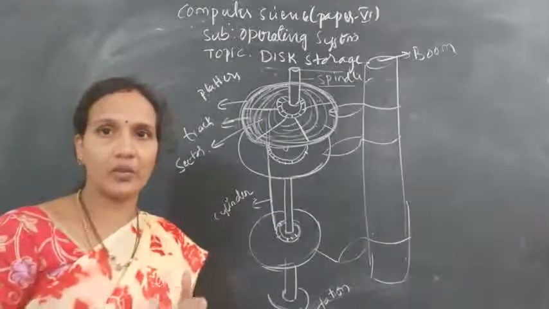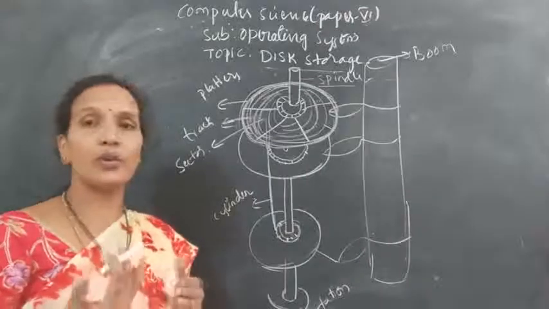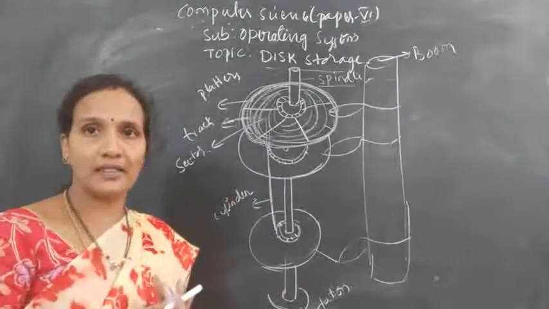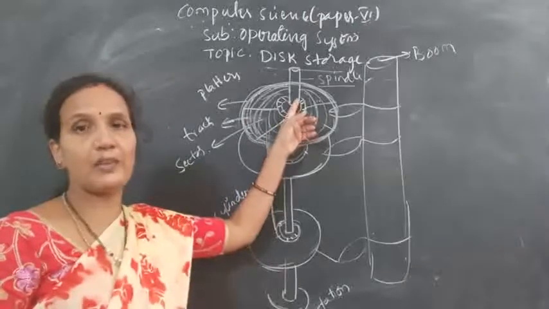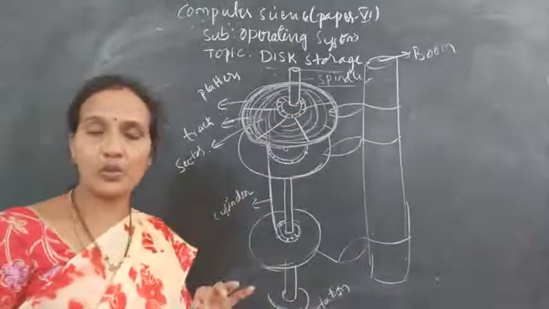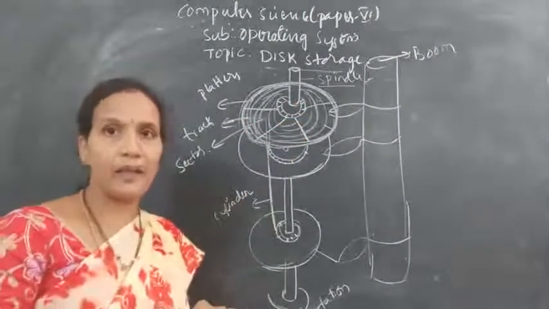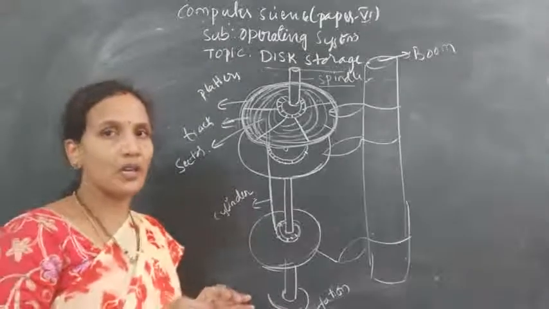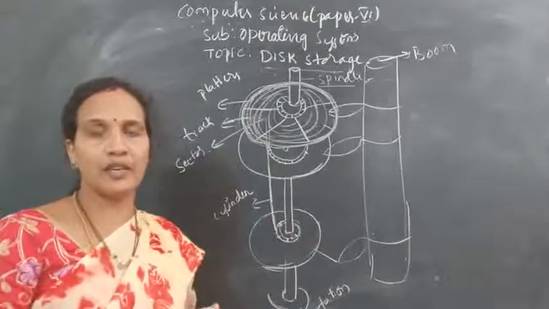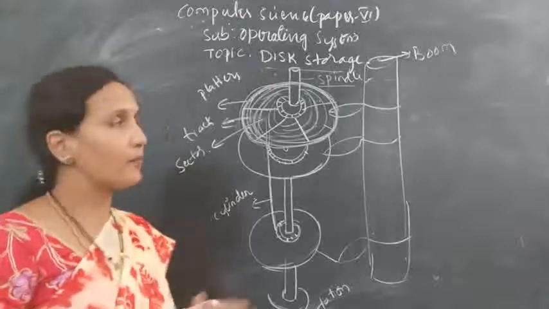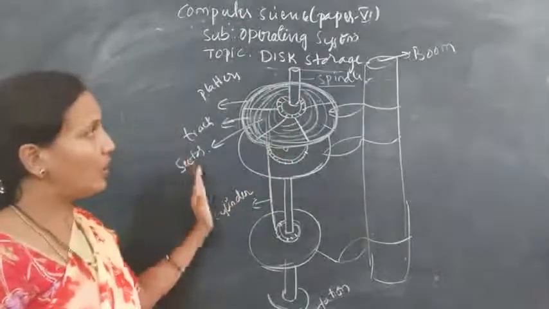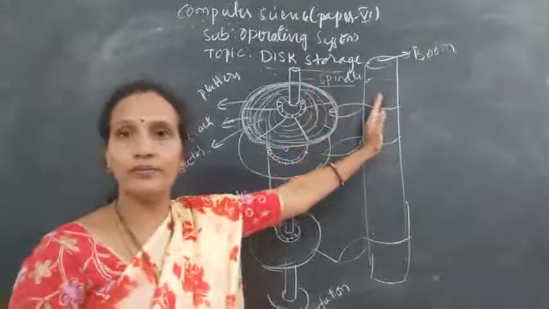At one place we cannot store the content. So in order to rotate the platters, the spindle is used. Spindle is used to spin the platters so that the desired position will get to write the content. Clear? This part's over. Now come to the boom.